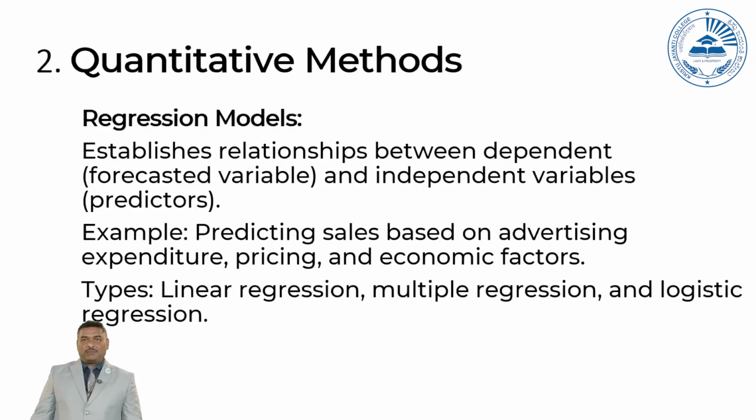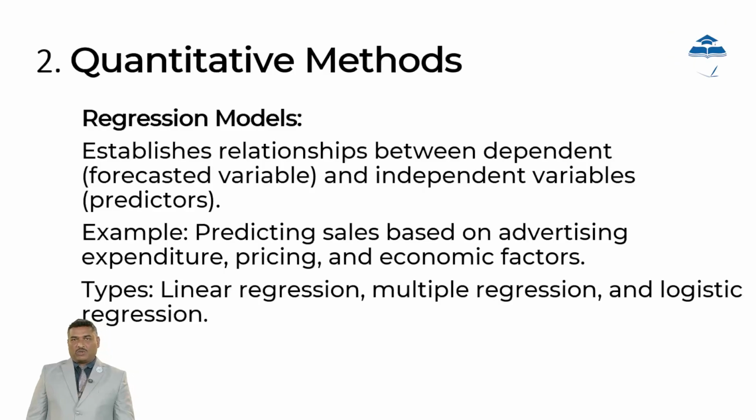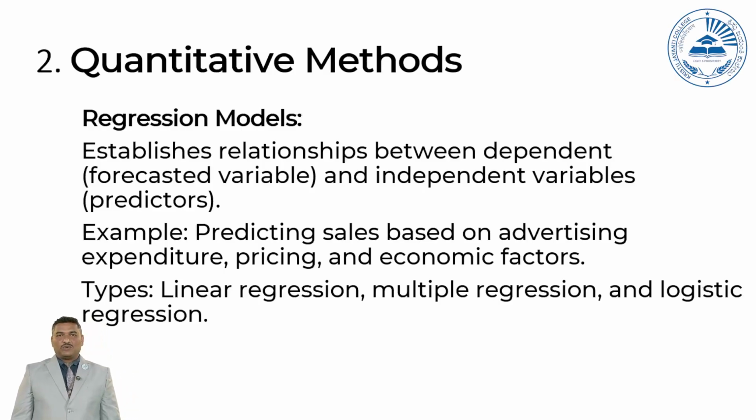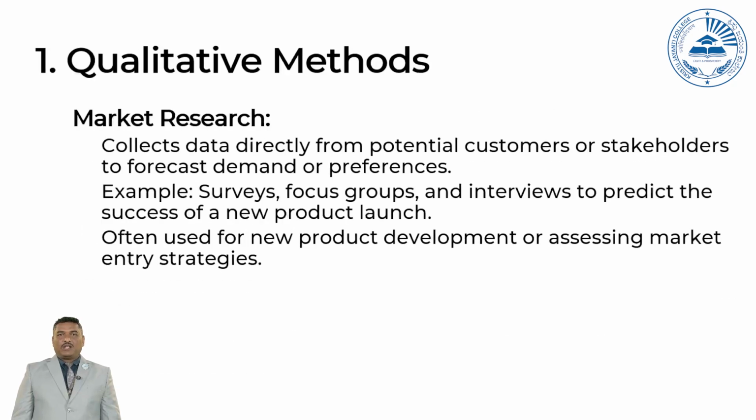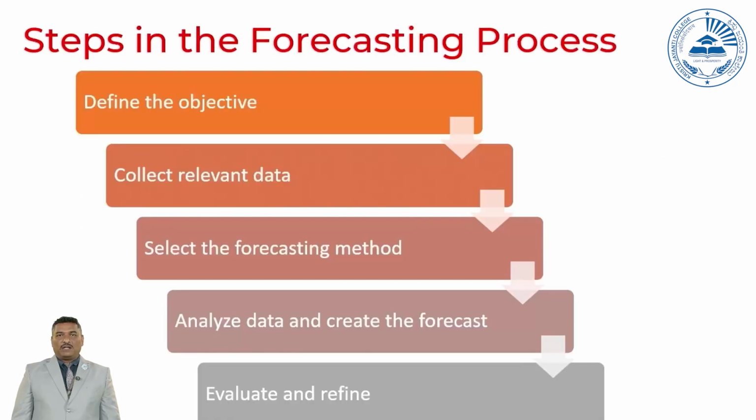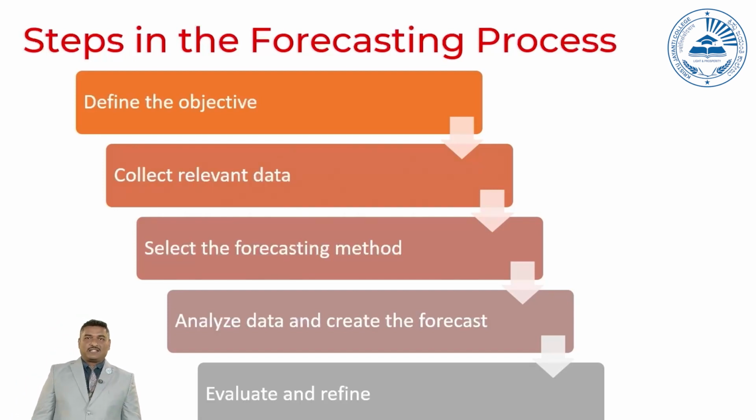If you are taking multiple independent variables, we will be calling it a multiple regression model. So these two models are used for the purpose of quantitative methods. So we are able to do the forecasting based on qualitative and quantitative methods. Now we are going to discuss the steps in the forecasting process.